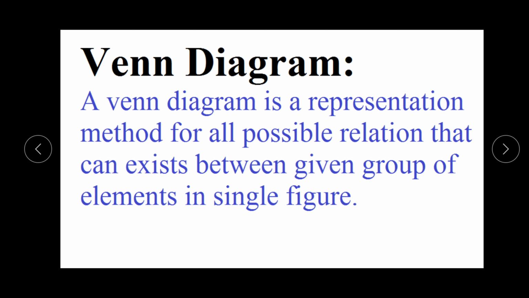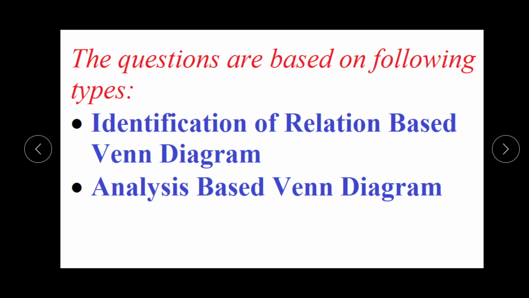A Venn diagram is a representation method for all possible relations that can exist between a given group of elements in a single figure. In the Venn diagram, we will discuss two topics. The first one is identification of relation based Venn diagram, and the second is analysis based Venn diagram.